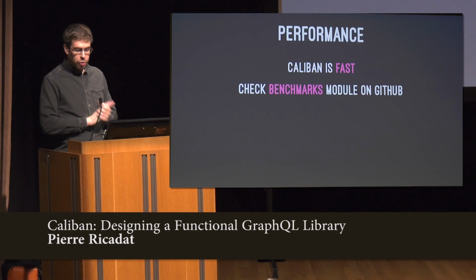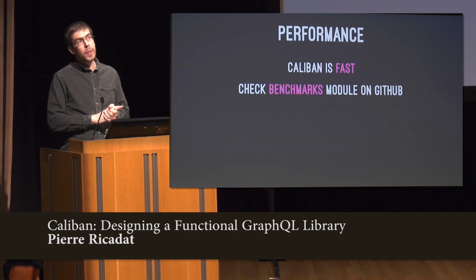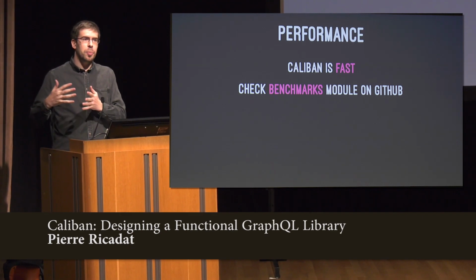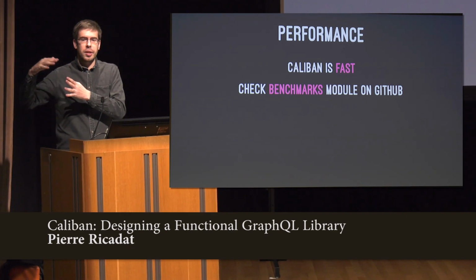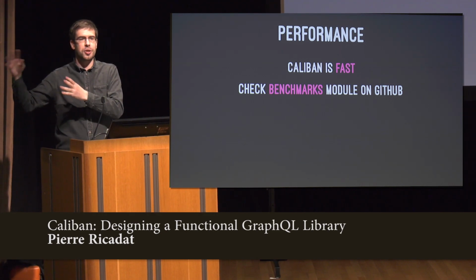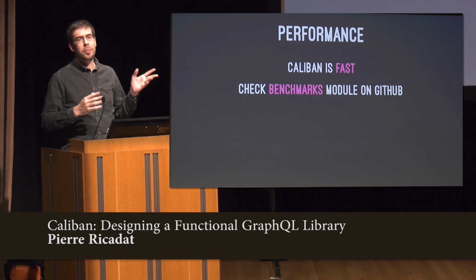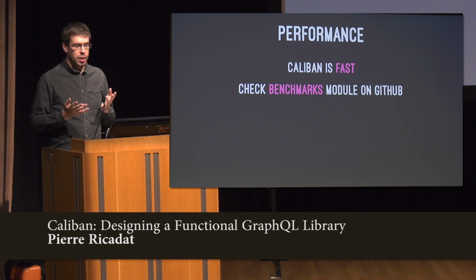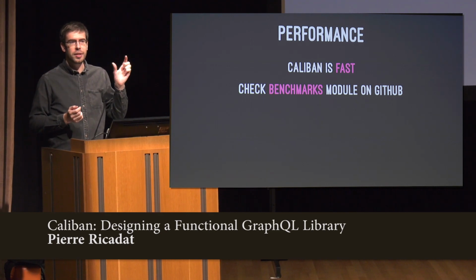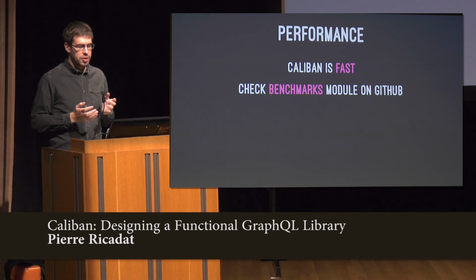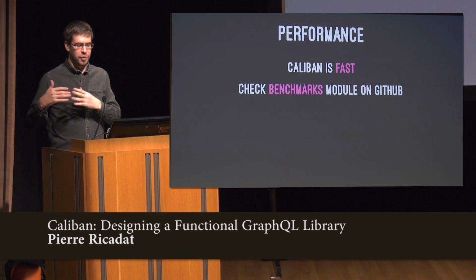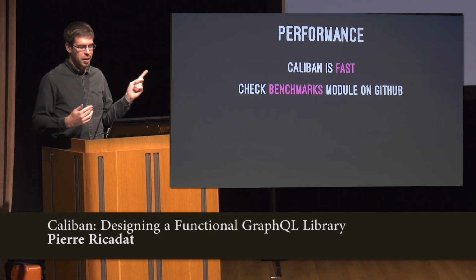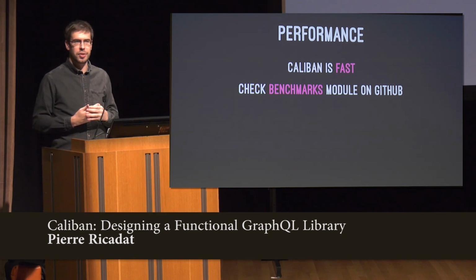Last word on performance. So the performance might not be so important because at the end, whatever you do, if your effects are slow or are doing some computation or I/O, the performance of Caliban itself will be almost nothing. But it's quite important to keep the overhead as minimal as possible. So Caliban is really fast. I'm not going to tell you how much faster it is, but you can check the benchmark module on GitHub to see it for yourself.